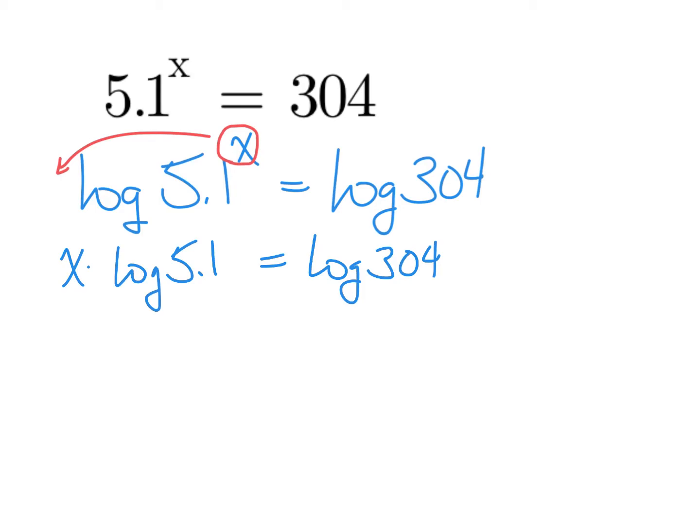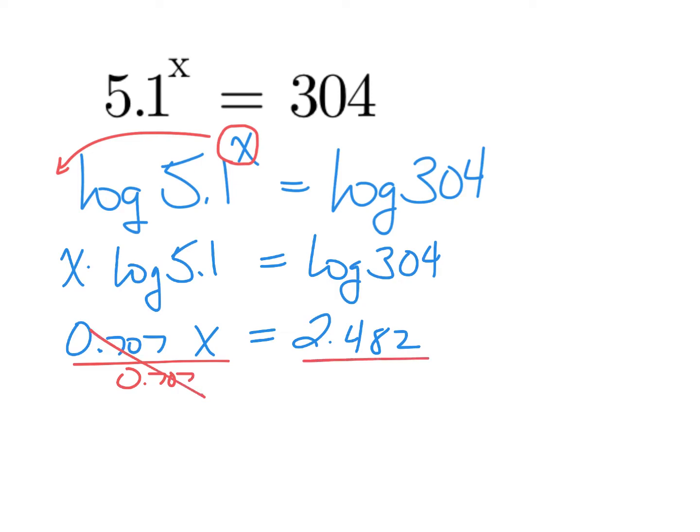The log of 5.1 is 0.707. So we'll have 0.707x. And the log of 304 is 2.482. Now we're just dealing with decimal numbers, and everything works as it always has. Since we're multiplying by 0.707, we'll divide by 0.707 to get those two to cancel. And what we'll be left with is that x is equal to 3.510.